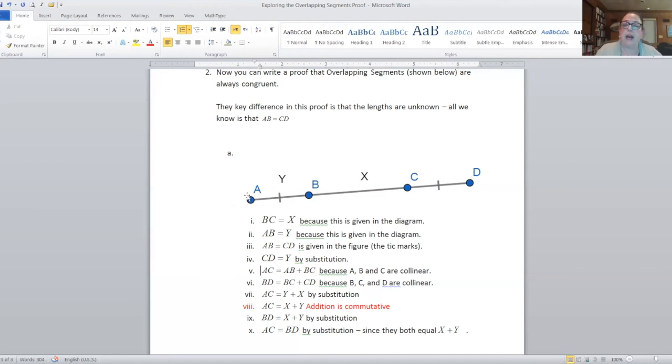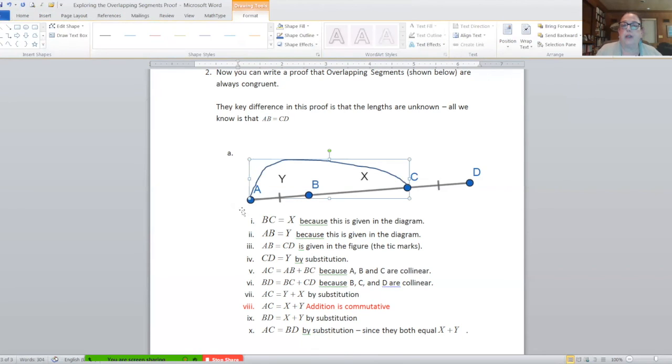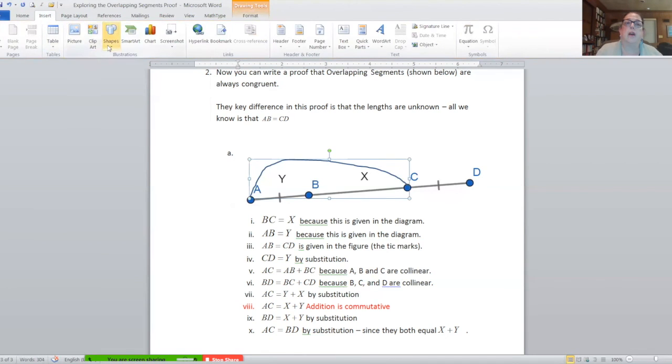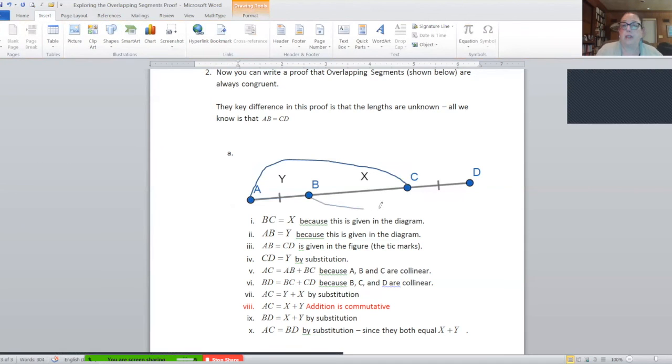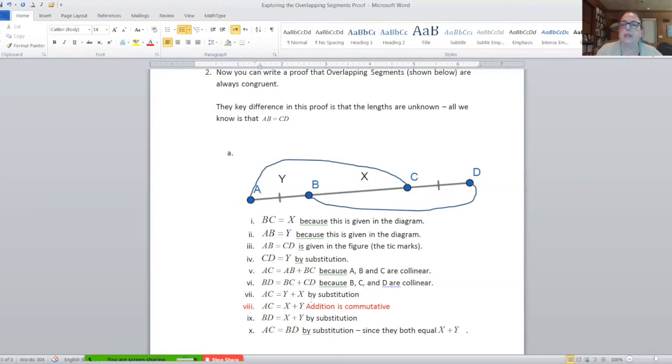And now we have the same facts about the overlapping segments. Because the points are collinear, the length of AC is the length of AB plus the length of BC. And because B, C, and D are collinear, the length of BD is the length of BC plus the length of CD. So we can write the length of AC is Y plus X. But then I do something a little different. The length of AC is Y plus X because they're in that order.